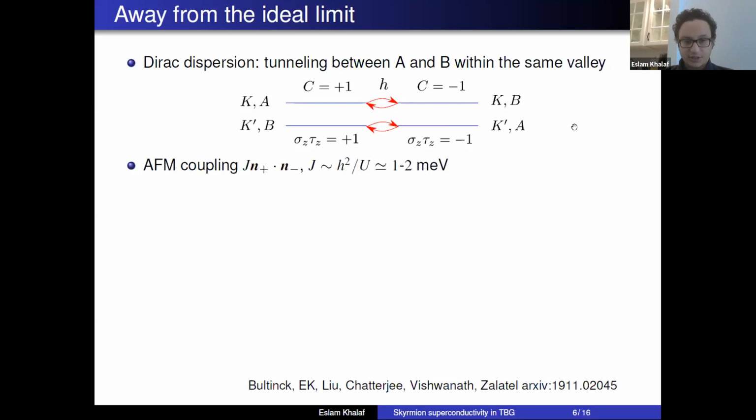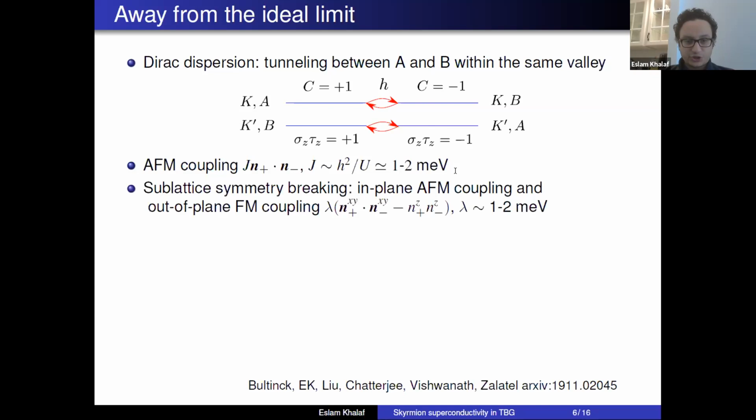This type of tunneling perturbatively leads to an antiferromagnetic coupling between these pseudospin variables. This can be understood in terms of a super exchange mechanism, where if both of these bands are full or both of these bands are empty, which means pseudospins are aligned, this term will be deactivated, while if one is full and the other is empty, we gain energy using the standard super exchange t squared over U term. And this term turns out to be of the order of 1 to 2 MeVs.